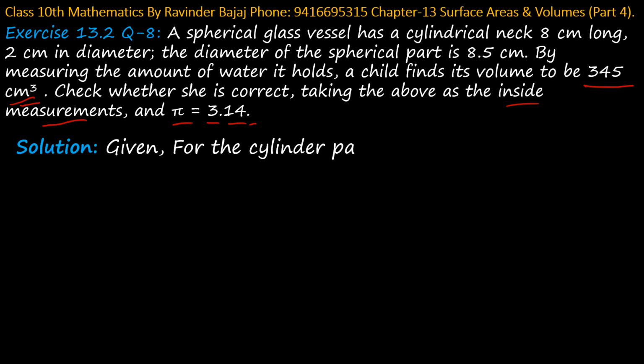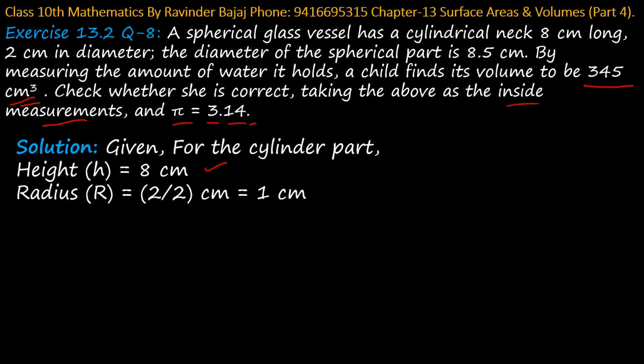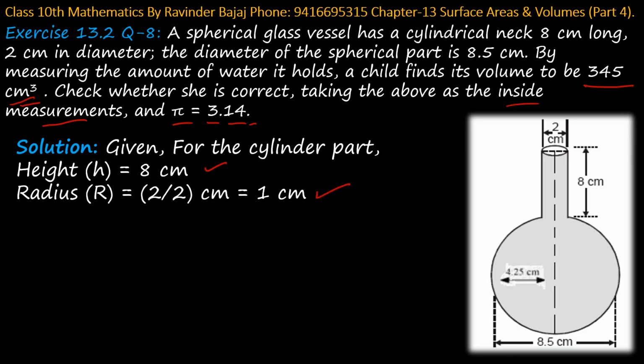Solution: for the cylindrical part, height is 8 centimeter, radius: 2 is the diameter, so radius is 1 centimeter. See, this is the figure given. So here diameter is given, this is the cylindrical part, and this is the spherical part. Diameter is given 8.5 centimeter. So what will be the radius? Radius is 4.25 centimeter. Okay, so we will calculate the volume of cylinder, volume of sphere, and add these two.